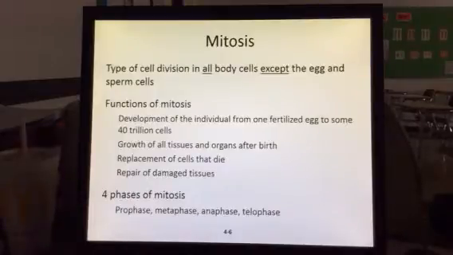Some reasons that a cell might need to make more cells: not only growth, but that's a big one, but replacement of cells that die, and then repair of damaged tissues. So if there's tissue damage, the cells want to regenerate and repair that. Then cell division and mitosis is how that occurs. Mitosis has 4 phases: prophase, metaphase, anaphase, telophase. You could remember PMAT if you want. That might help you remember the order that they are in.